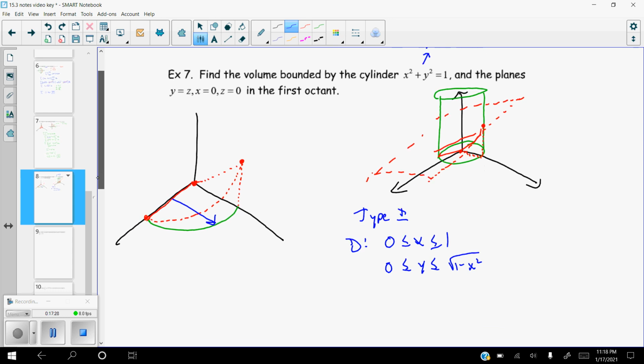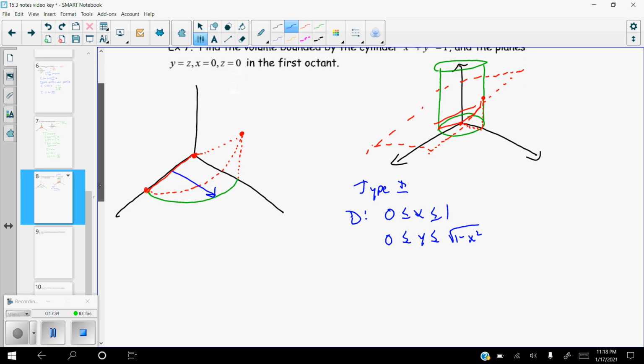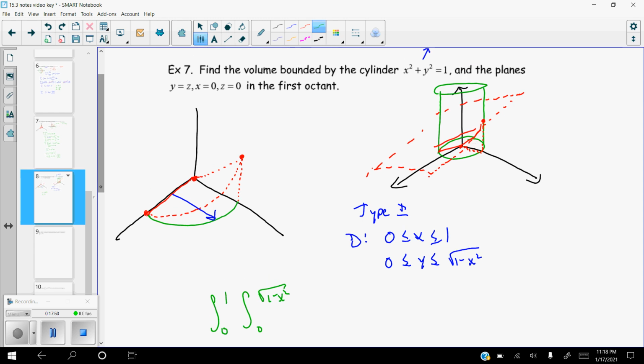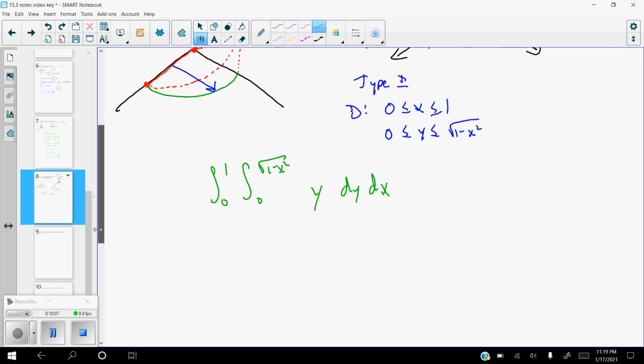And again, please do not think that this is going to come extremely easy in the beginning. This stuff takes a long time to figure out sometimes. So take your time with it. So let's see. X is going to vary from 0 to 1. Y is going to vary from 0 to square root of 1 minus x squared. The function is y equals z, or z equals y. That's the plane that this thing is underneath of. So the function is literally just y. Remember, you solve it for z and plug that in. It's a type 1, so we go dy dx. All right, let's see what we get.